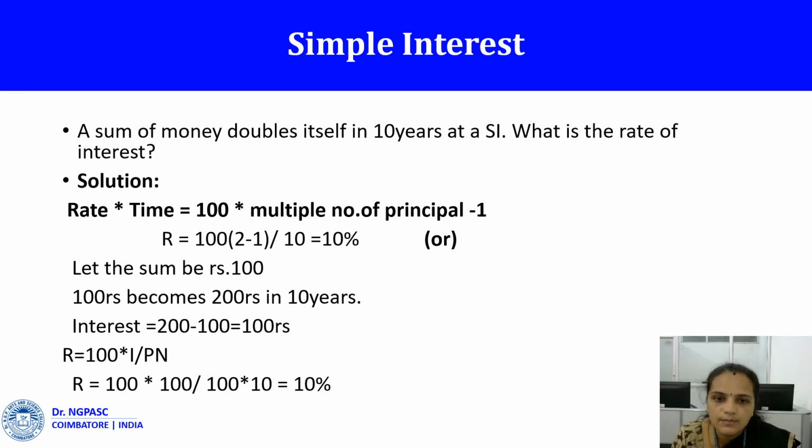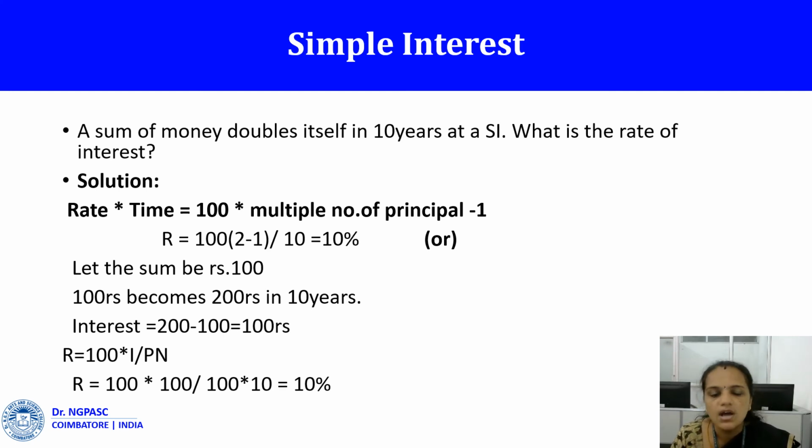So 100 becomes 200 in 10 years. We are paying an extra 100 rupees, right? 100 becomes extra 100 in 10 years. So 100 by 10, that is equal to 10%.